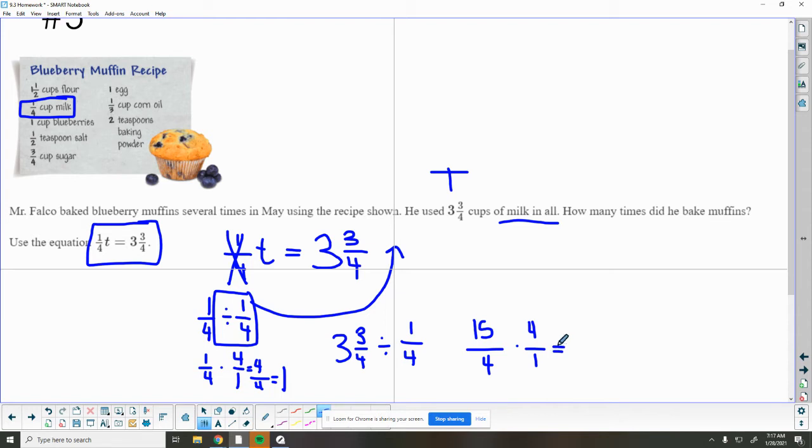1. So I notice that 4 and 4 have a common factor of 4. So I can really cancel these out, and I can finish and multiply my numerators and my denominators and see how many times he made muffins. Remember, when we multiply by this fraction, we have to do the inverse. We have to divide, which makes a division problem over here, copy, dot, flop, to get our division problem.